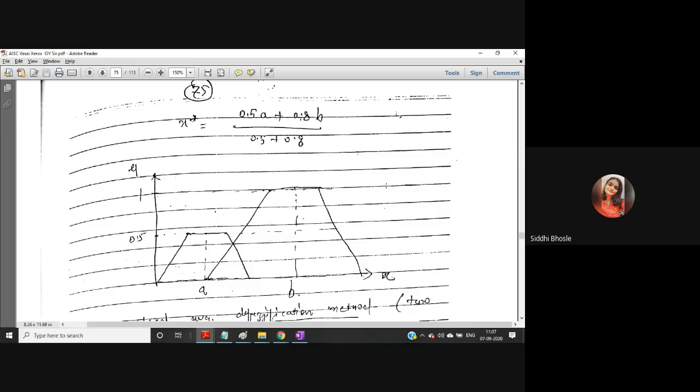So can you repeat once again? A and B. Okay, so suppose that these two graphs are given. In the output graph, there also you are having two output graphs like this, and both are symmetric, both are trapezoidal. So if I want to determine by using weighted average, just multiply the weight by that particular middle point.